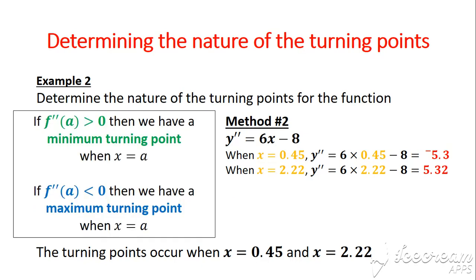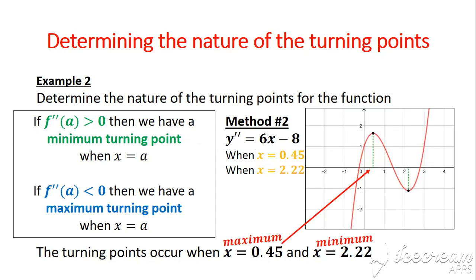Now you're going to have to remember this box. If the second derivative, f double dash, is greater than 0, we have a minimum turning point. But if the second derivative is less than 0, we have a maximum turning point. So looking at this here, when x is 0.45, we have a negative value, which means it's a maximum. And when x is 2.22, we have a positive number, which means it's a minimum. So looking at the graph now, we've just shown when x is 0.45, it's a max, and when x is 2.22, we have a minimum.